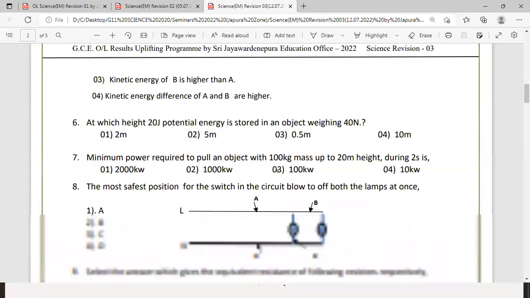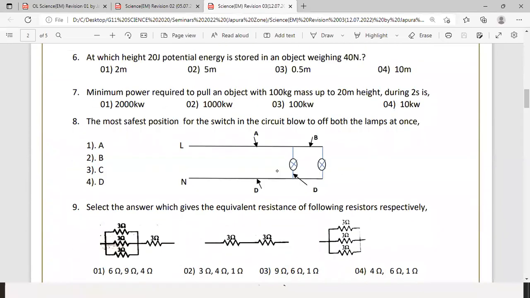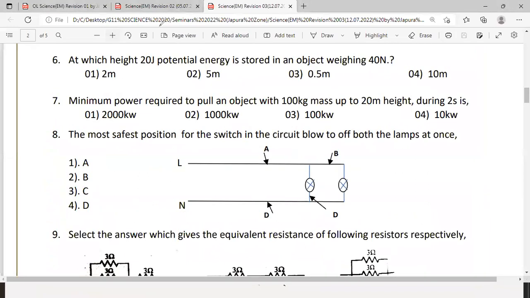Question number 6. At which height is 20 joules of potential energy stored in an object of weight 40 Newton? This is a good question. Look at the screen. I'll use the white background.